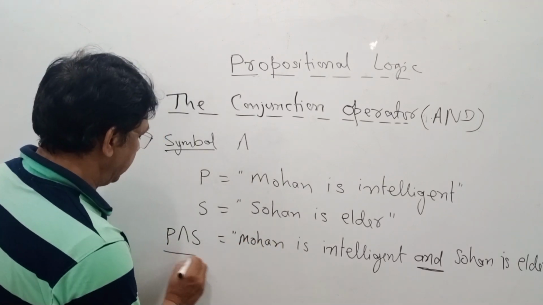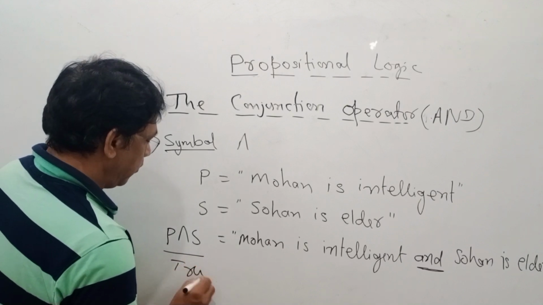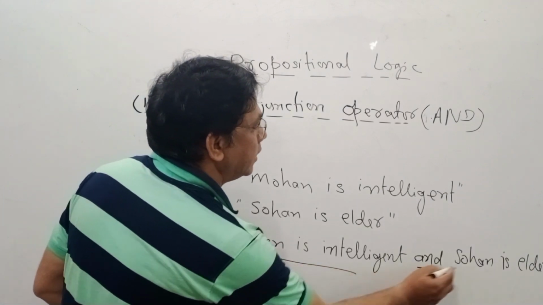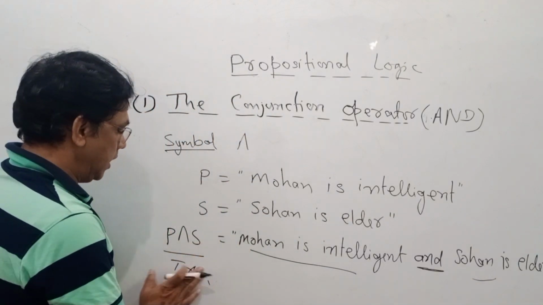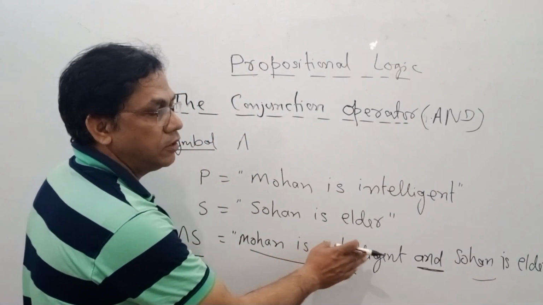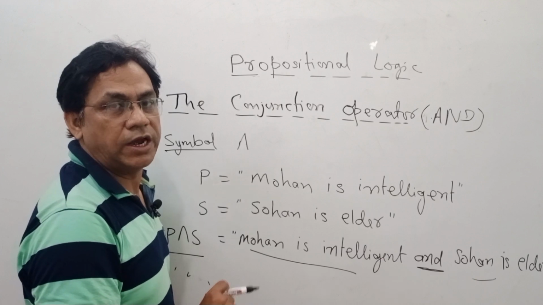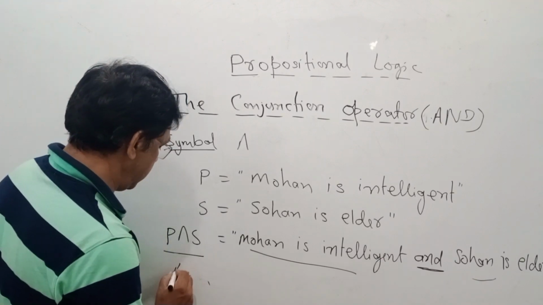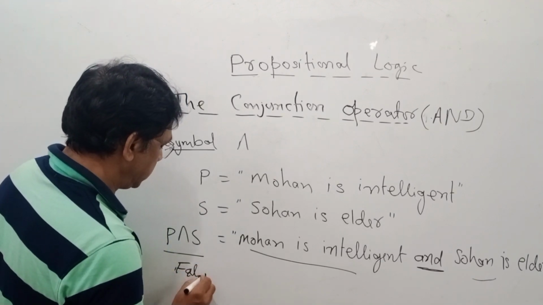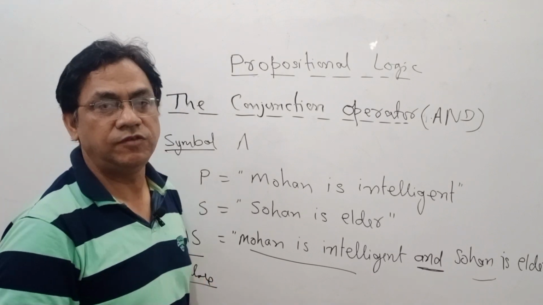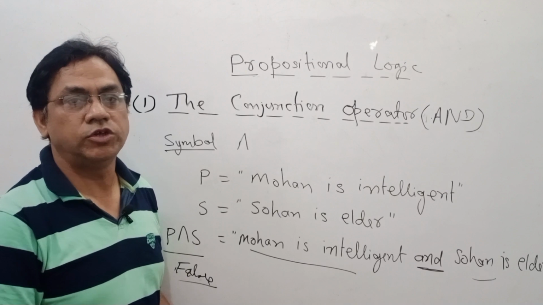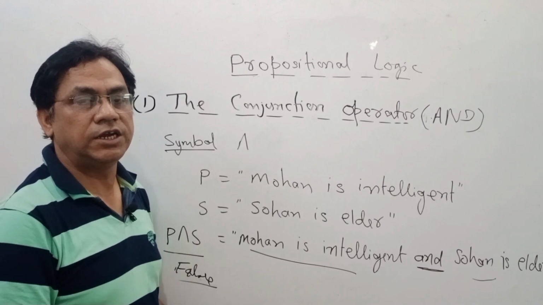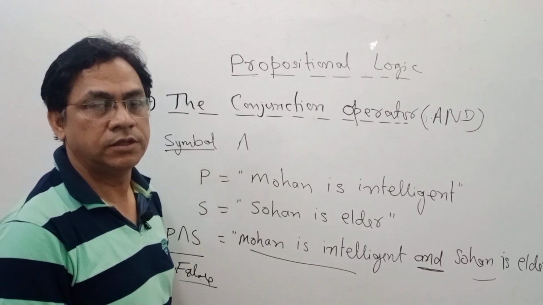When this and that one both are true, then it will give the true value. If either of the statements is true and the other is false, then it will give the false value. So we will use this symbol in our artificial intelligence whenever we are working with propositional logic. Now we will see another type of operator.